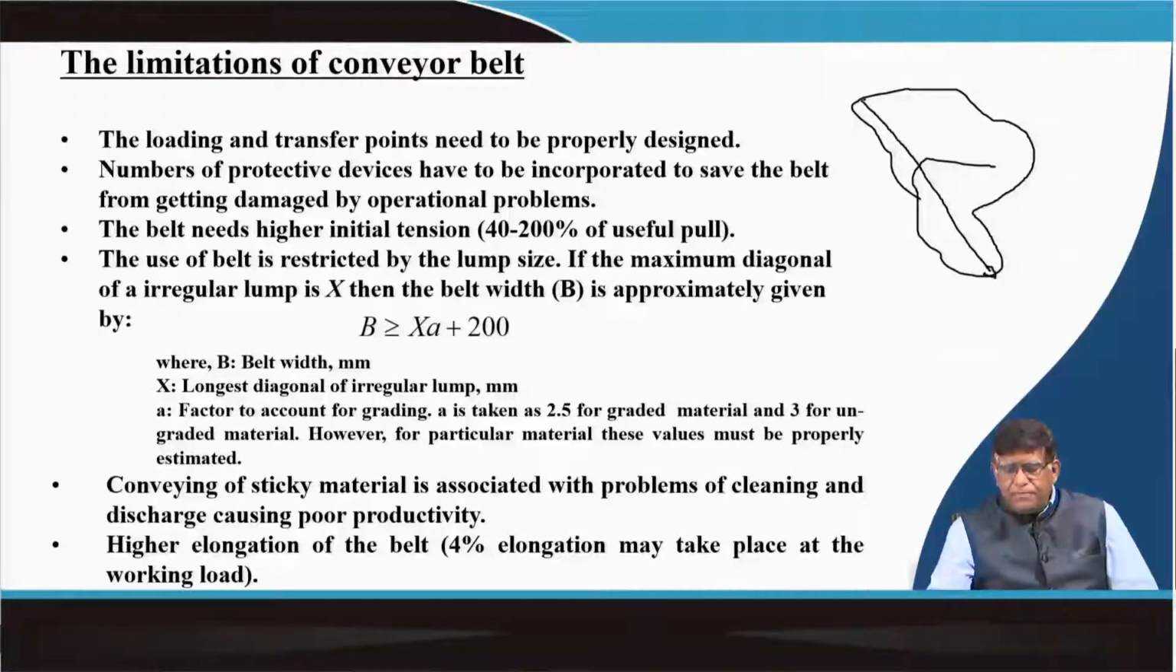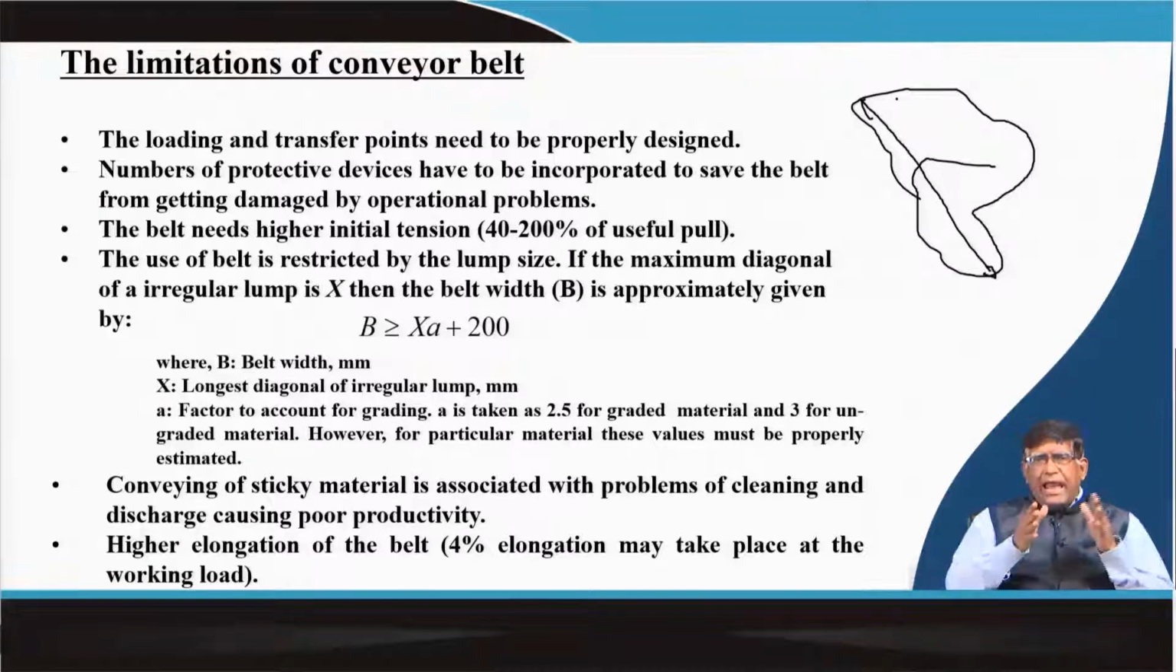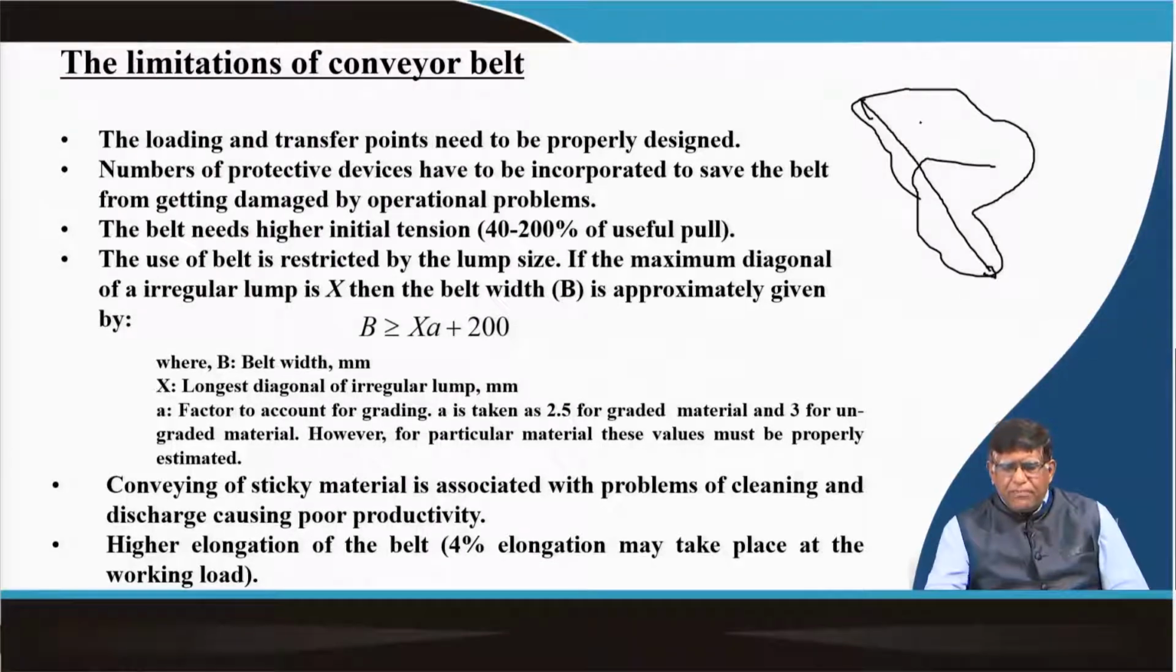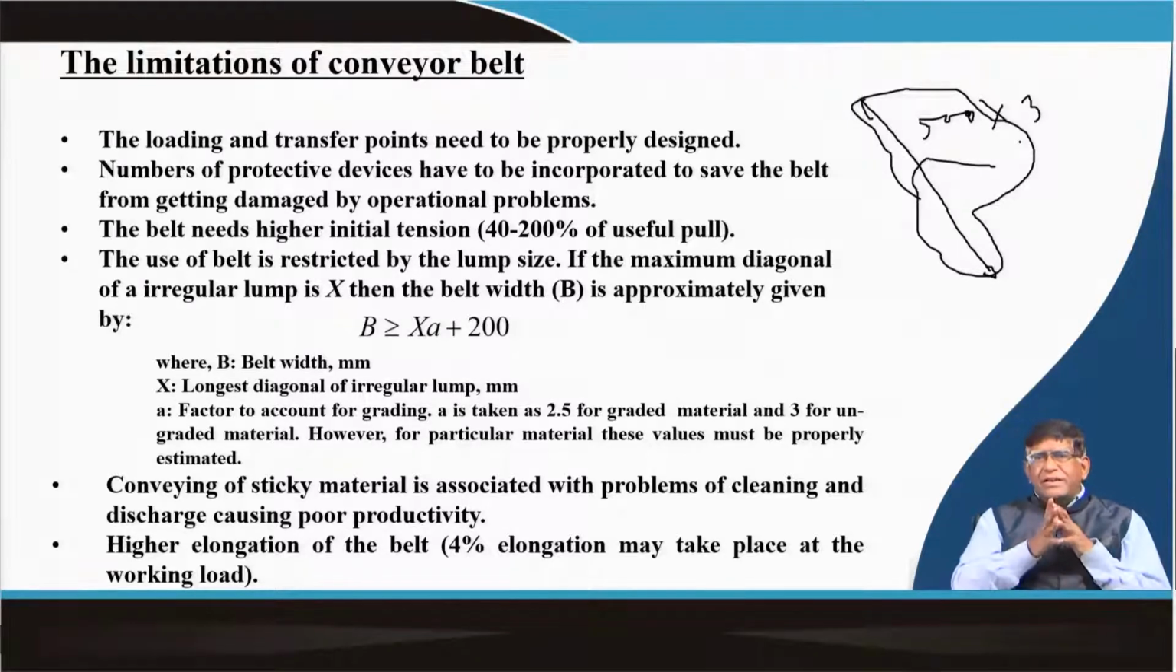Now if you are having this X, and this material you are loading onto the conveyor, maybe after screening or unscreened. If it is unscreened, then you will have to multiply that X by exactly 3. Suppose you have a lump of, say, 500 millimeter. If it is ungraded or unscreened material, multiply by 3, that means 1500 plus 200, that is 1700. So the belt width must be greater than 1700 millimeter.